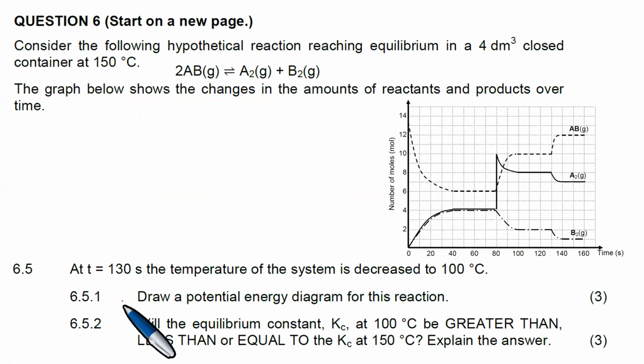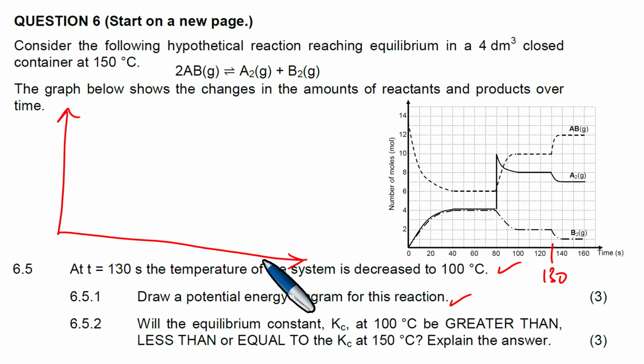Now at t equals 130 seconds, this one is 120, and then 130 is going to be here. The temperature of the system is decreased to 100 degrees Celsius. Draw a potential energy diagram for this reaction. So for this reaction, let us draw a potential energy diagram.